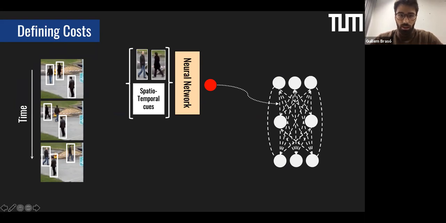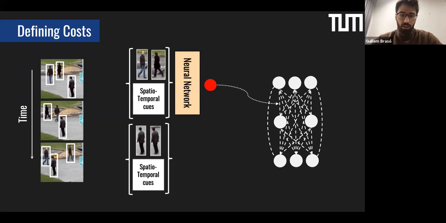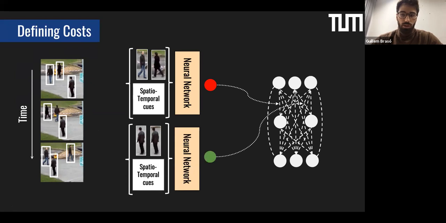In this case, for instance, it is very easy. We see clearly from appearance alone that these objects will not be together, and the network should output a very high cost. On other occasions, appearance can already tell us that this is most likely an edge connecting objects in the same trajectory, so this should output a very low cost. And we repeat this process for every pair of object detections until we fill the costs for every edge in the graph.